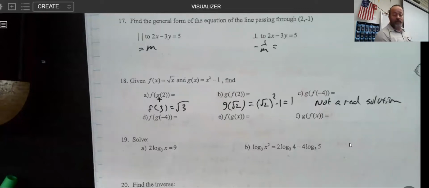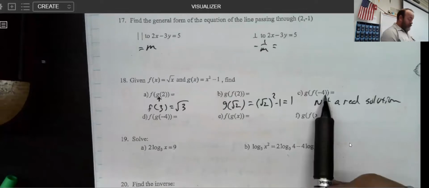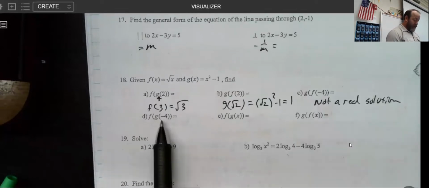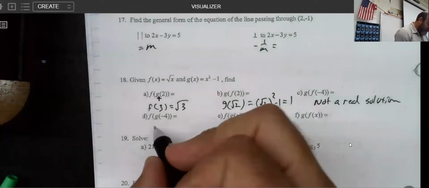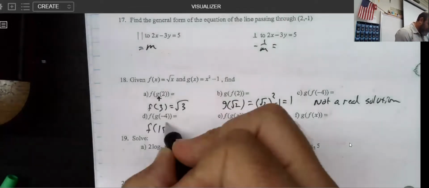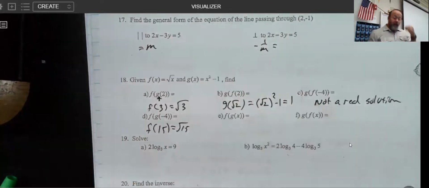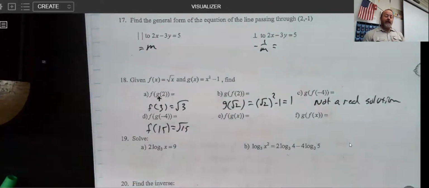So this negative created problems for me. But what happens if we go in the other order? Well, g of negative 4 would be 16 minus 1, which is 15. So now I'm looking for f of 15, which is, of course, root 15. That was pretty simple. But now the last one is like saying, hey, can I just do a one-stop shop and not do it in stages? Can I just go find the master function?